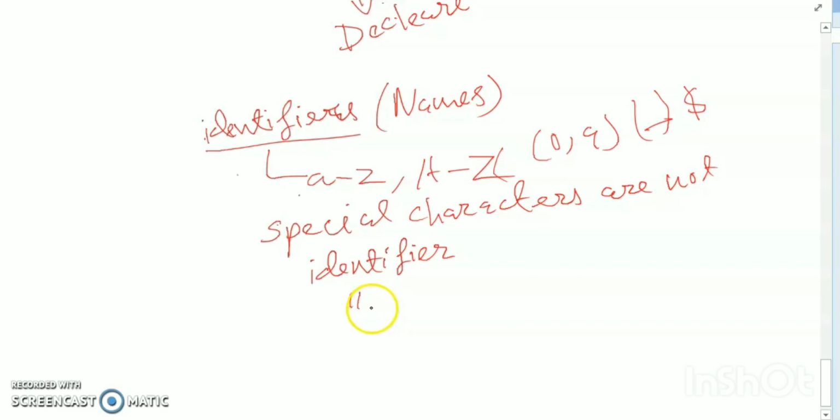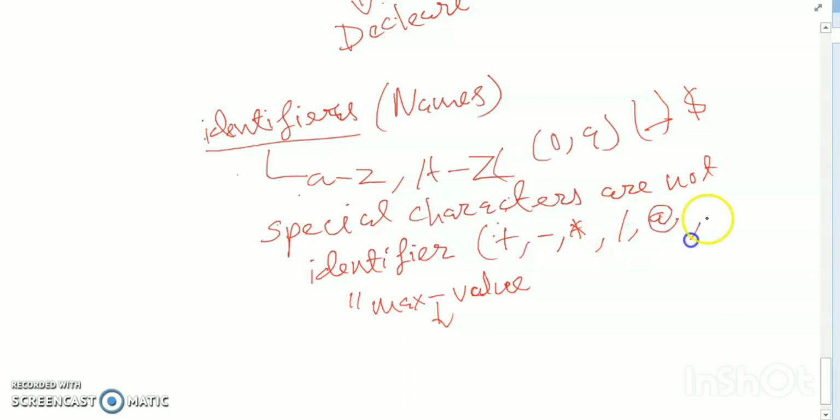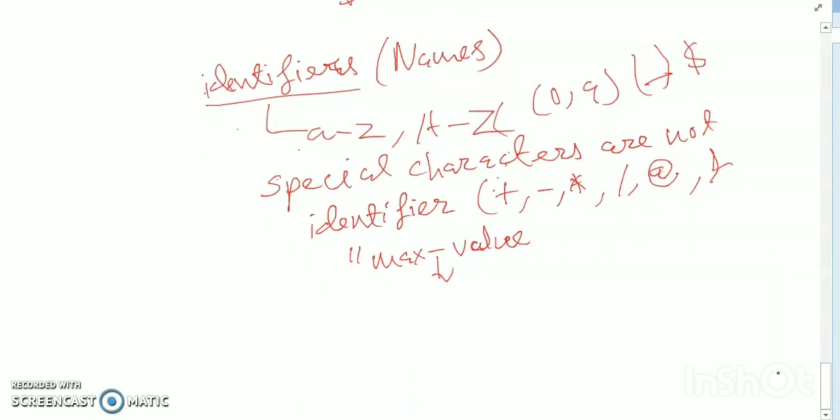Example, max value. So in here you see that minus is not an identifier, because special characters are not identifiers. Special characters are plus, minus, star, slash, at the rate, and so on, and commas, etc. So this is our special character. They are not valid names, because blank creates two tokens.